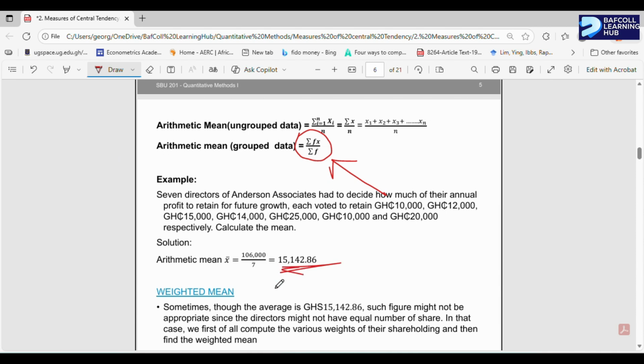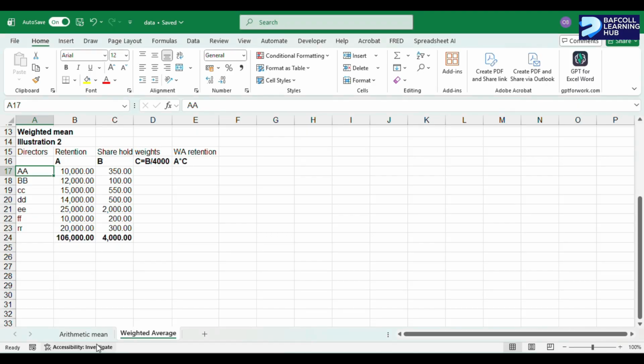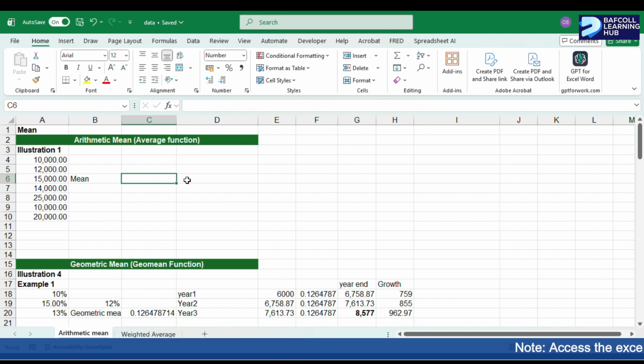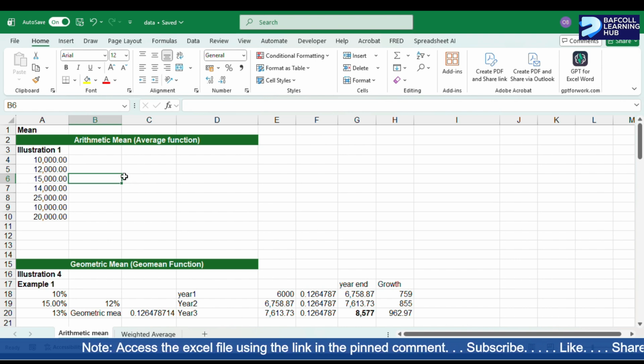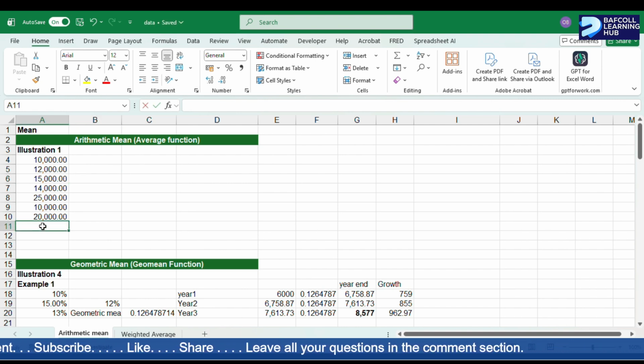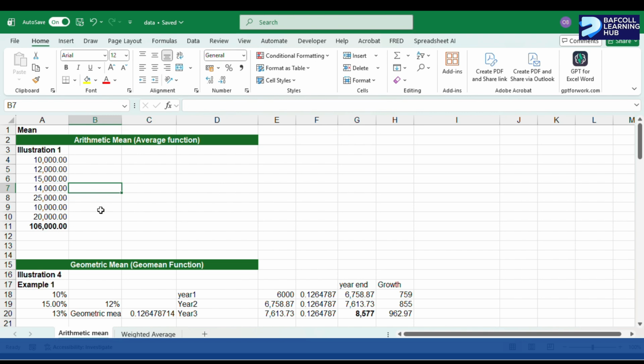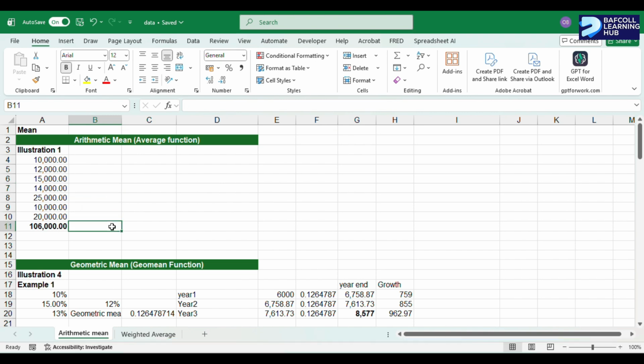That gives us 15,142. To be sure of it, we can take these values to Excel and compute the mean there. For ungrouped data, going by the formula that we learned, we can just add everything. The total is 106,000, and I'll divide by 7.